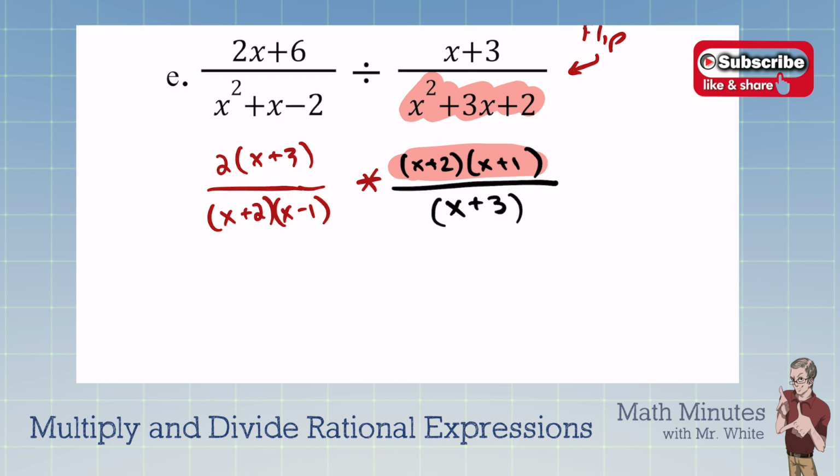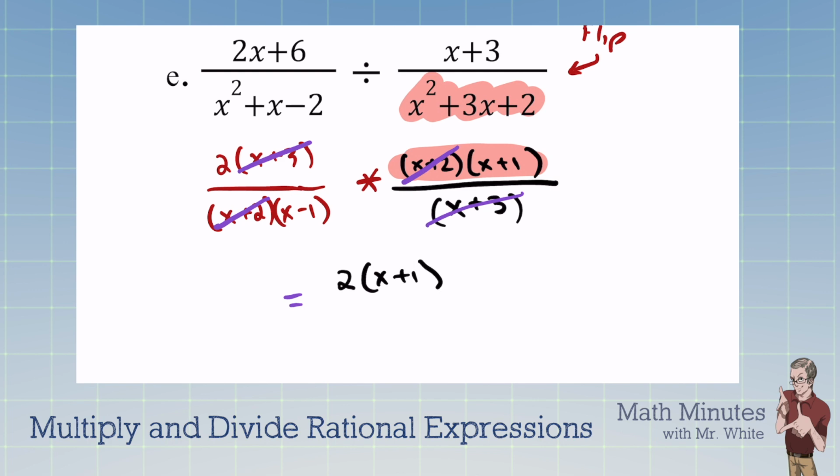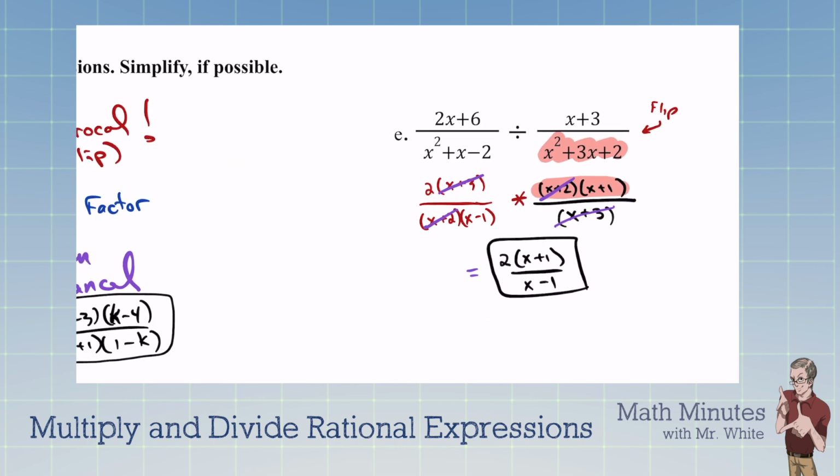Everything is factored now, so we can cancel. Do you see anything on the top and bottom? Boom, boom. Lots of things factor. So what's left standing here is the answer. The answer would be 2, x plus 1, all over x minus 1. Okay, so that's how we multiply and divide these rational expressions.